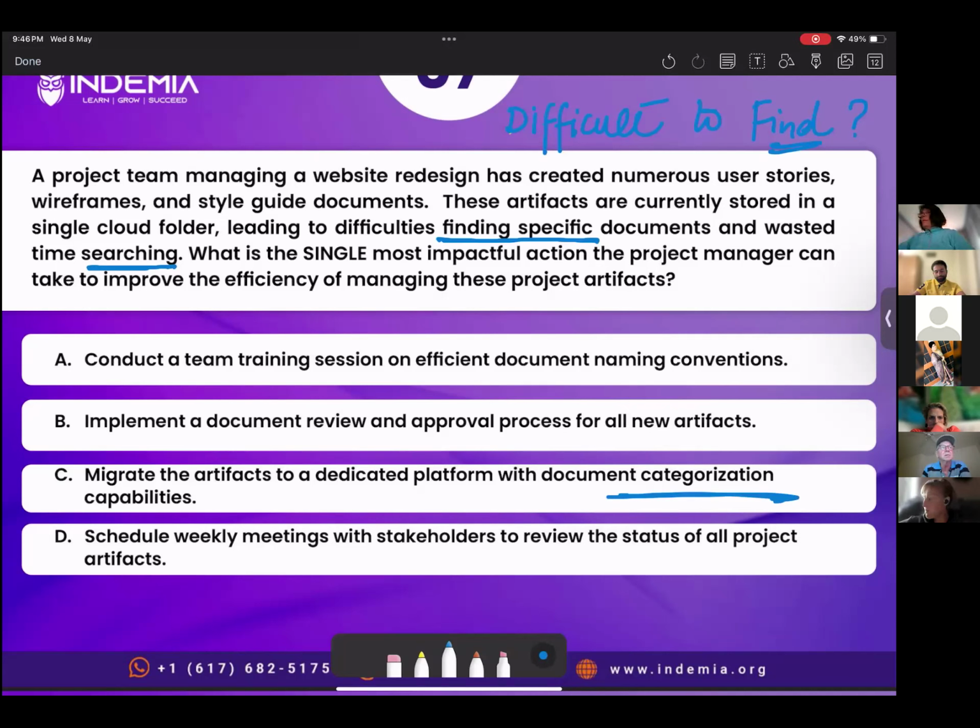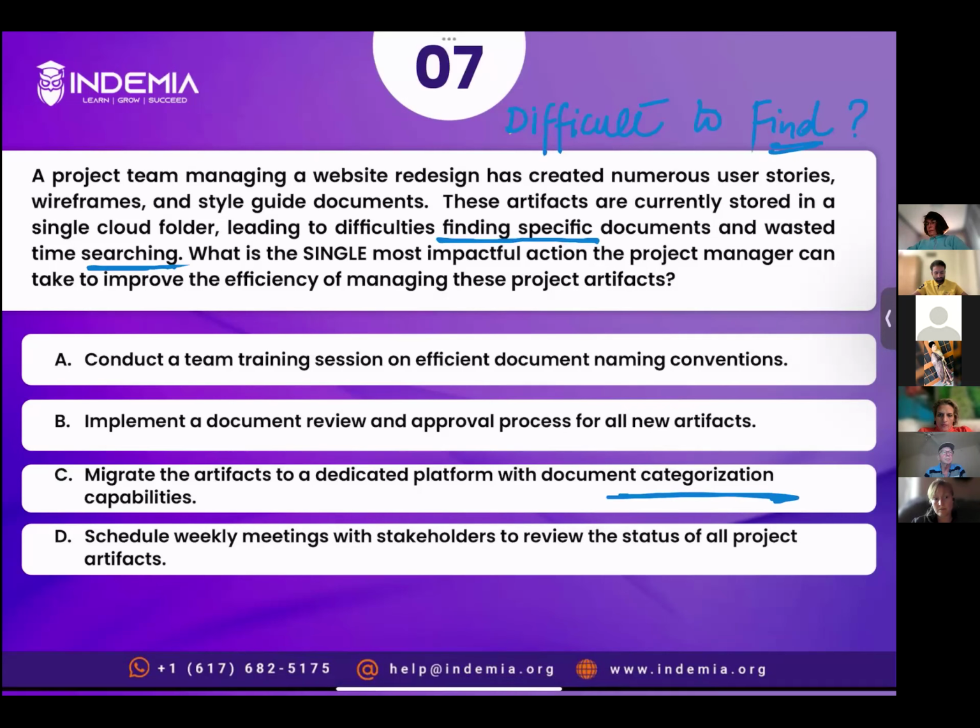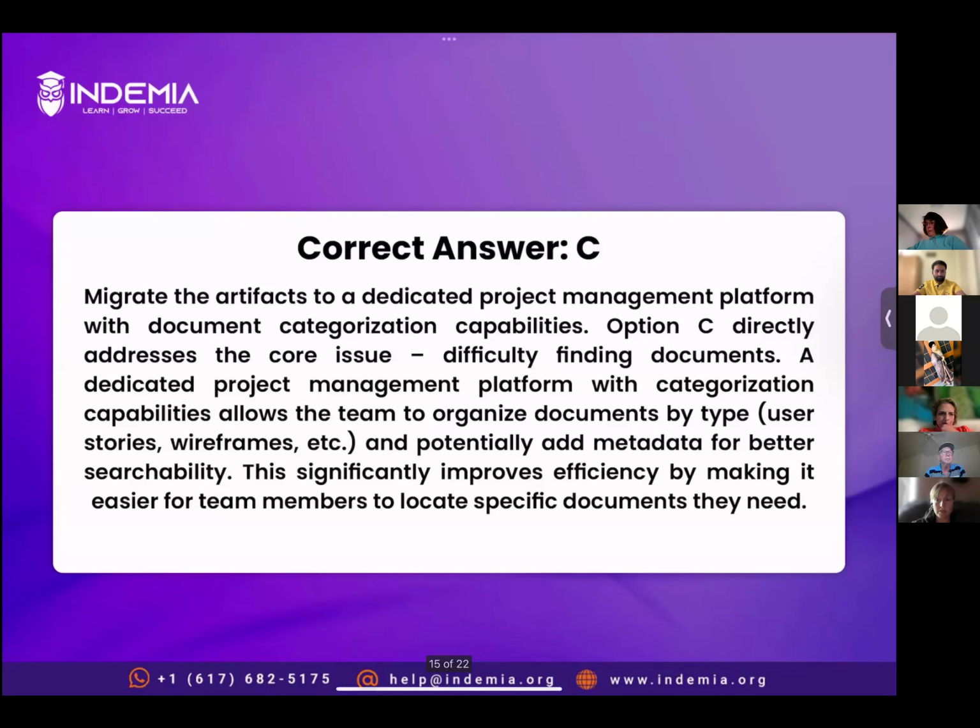All right, absolutely. So the problem here is searchability. It's not easy to find the document. As Robin mentioned, they are placed in a single cloud folder, leading to difficulties finding specific documents. So if we have some categorization, that would help searchability. Correct answer is option C. Let's read the explanation. All right, next question.